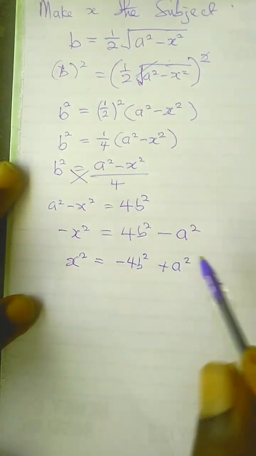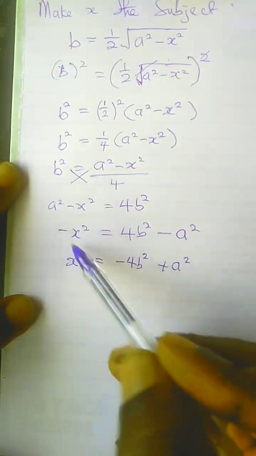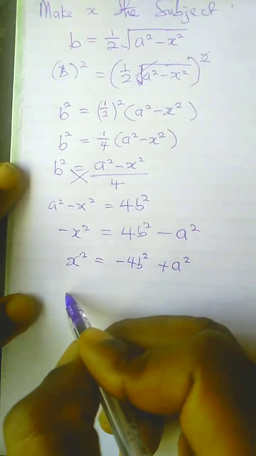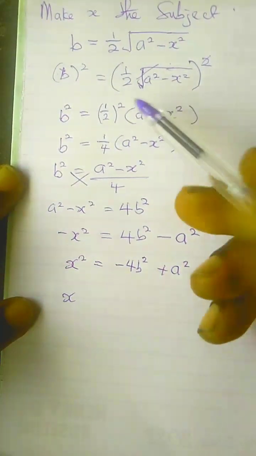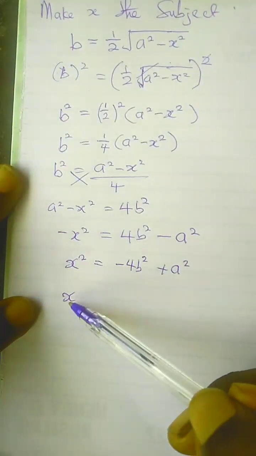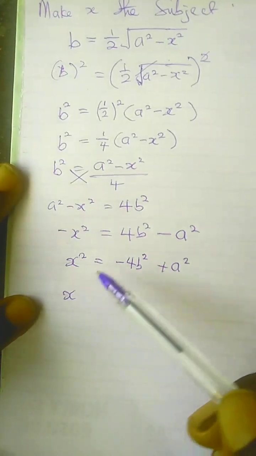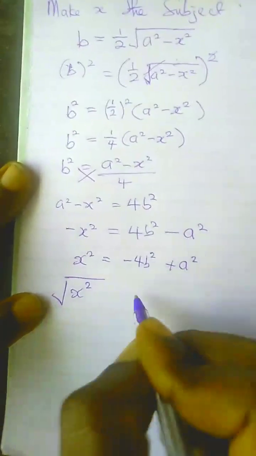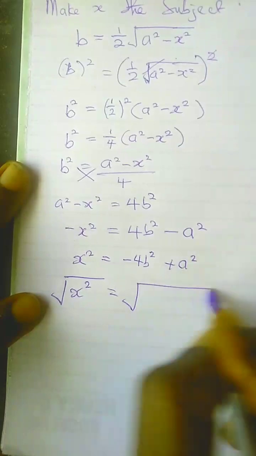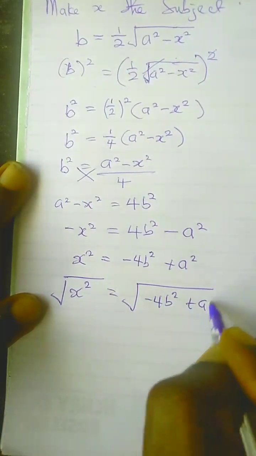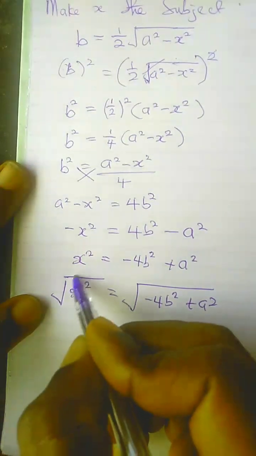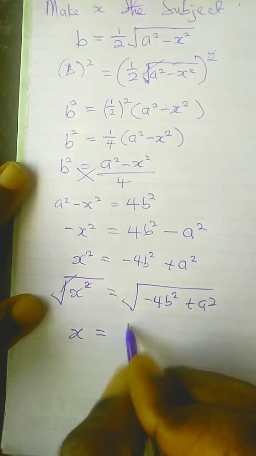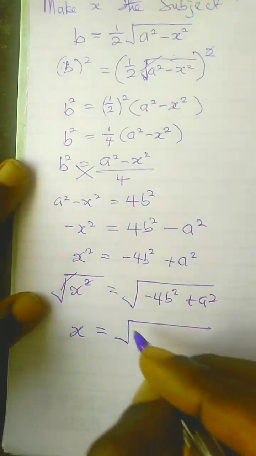So why did I multiply by minus 1? Because I want to get rid of this minus sign that is attached to x squared. Now, finally, remember that what we are looking for is x, but what is here is x squared. So to get x, you take the square root of both sides. If I take the square root of this side, I take the square root of this side. Remember, square root and square always cancel out. So I'm left with x. And then here, nothing can be gotten again, so you leave your answer like that.